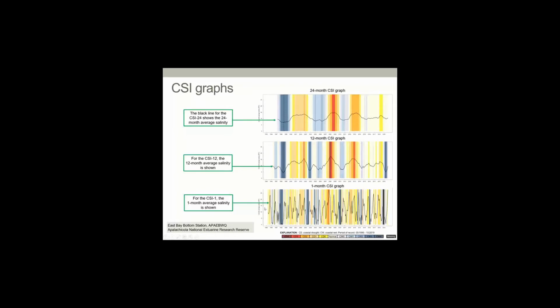And so the 1 month Coastal Salinity Index, you see it's pretty flashy over time. This is the period of record from 1995 to the present. If you look at a 12-month interval, the line is a 12-month rolling average of salinity over time. You see it's kind of muffled a little bit, and it becomes even more smeared or muffled for 24 months.